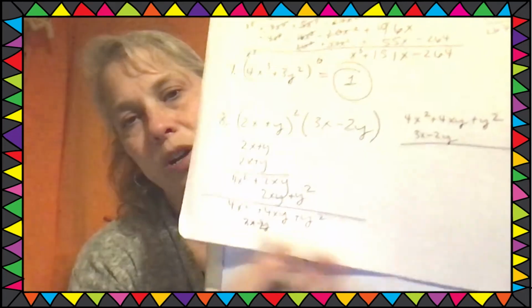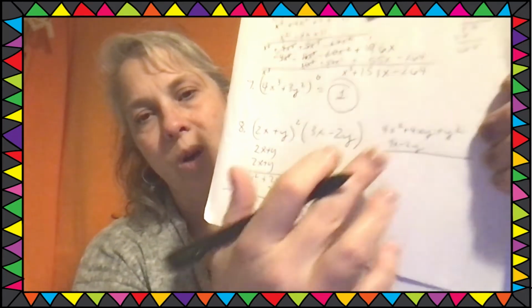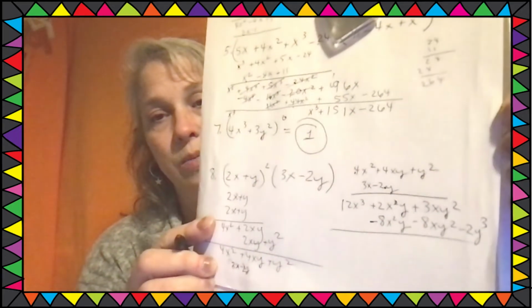Okay, so each term, 3x times each term, and then y, 2y, negative 2y times each term. So 3x times 4x squared is 12x cubed plus 12x squared y plus 3xy squared. And now the next one is negative 2y. So negative 2y times 4x squared is negative 8x squared y, negative 8xy squared, minus 2y cubed. And then I combine like terms.